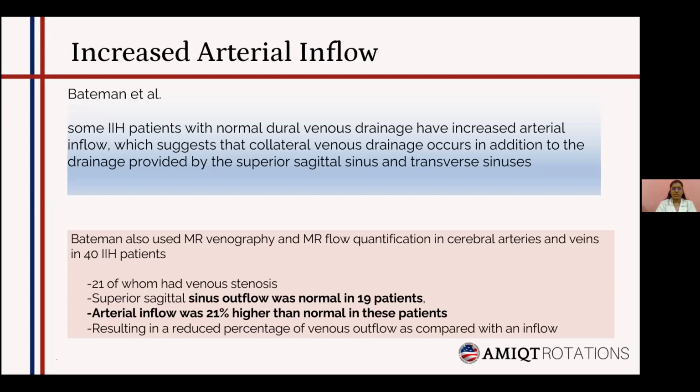So, coming to the study they did, they used MR venography and MR flow quantification in cerebral arteries and veins in 40 patients of IIH. And among the 40, 21 of them had a venous stenosis. But 19 patients showed a normal superior sagittal sinus outflow. However, they found that in these patients, there is a 21% higher arterial inflow compared to the normal group. So this resulted in a mismatch in arterial inflow and venous outflow.